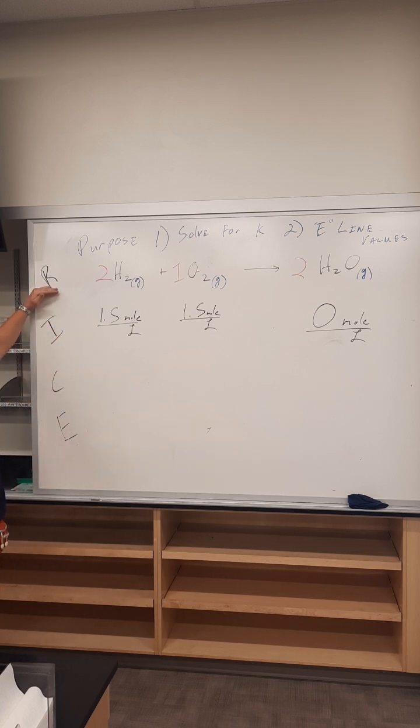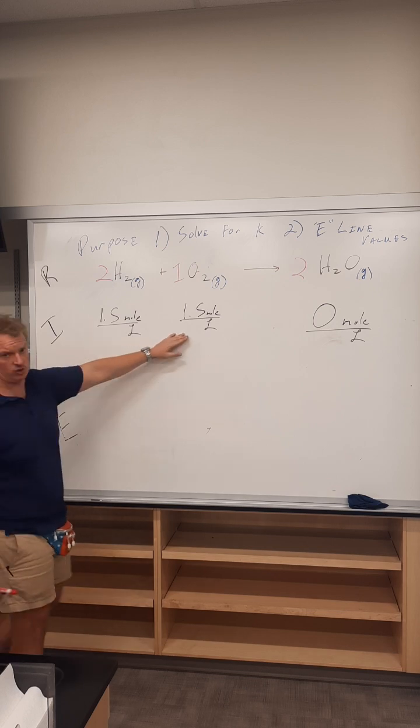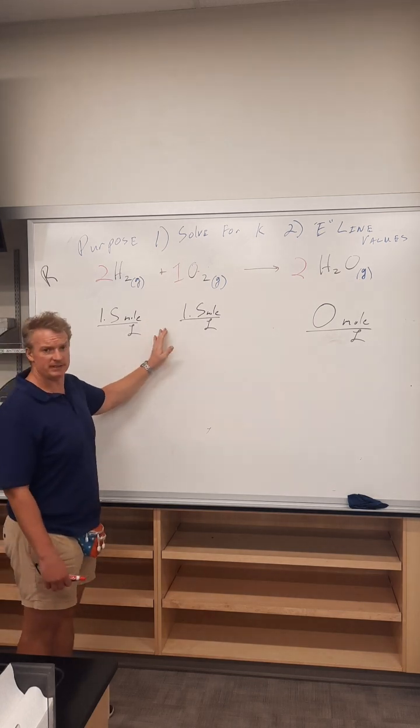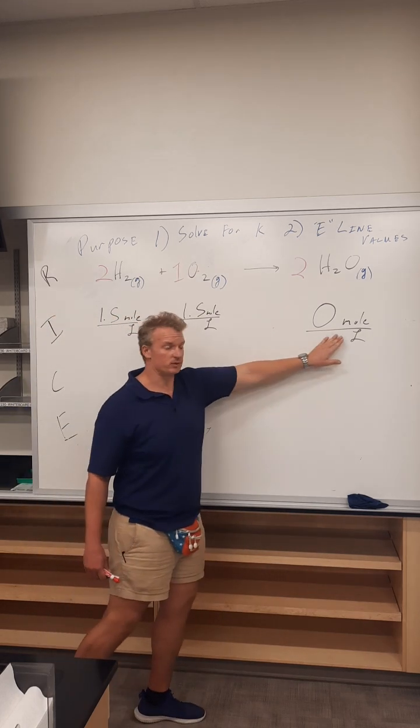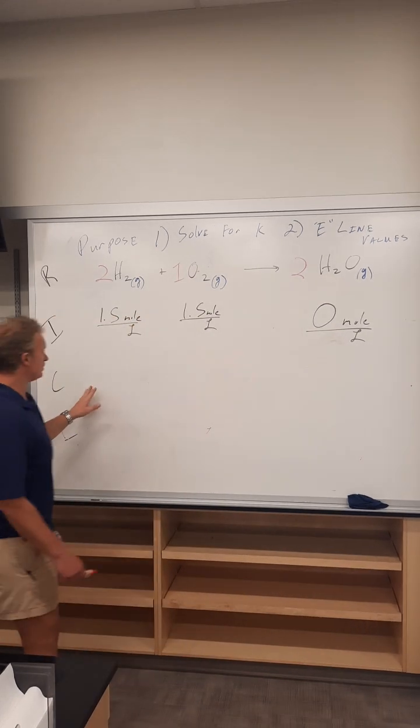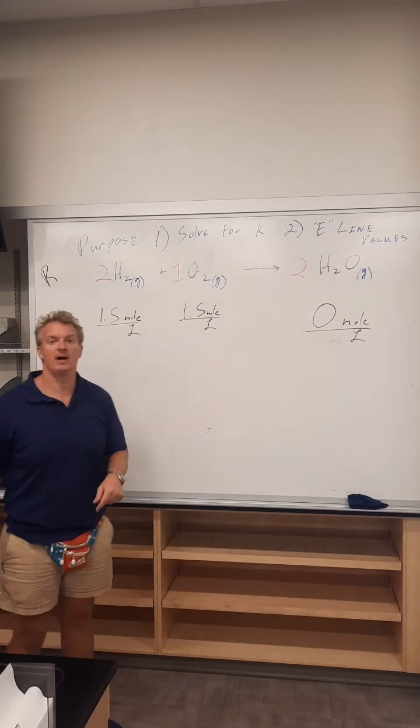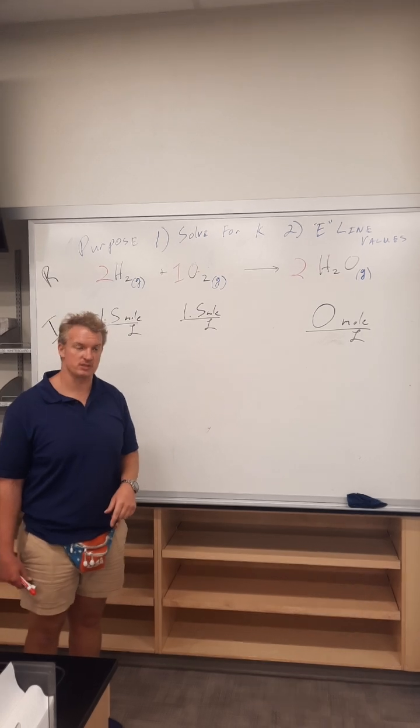R is for reaction, the balanced chemical reaction. I is for the initial molarities. You're probably going to be given these at some point, told what they are or told that they're zero. The change line you have to deduce with logic and reason.